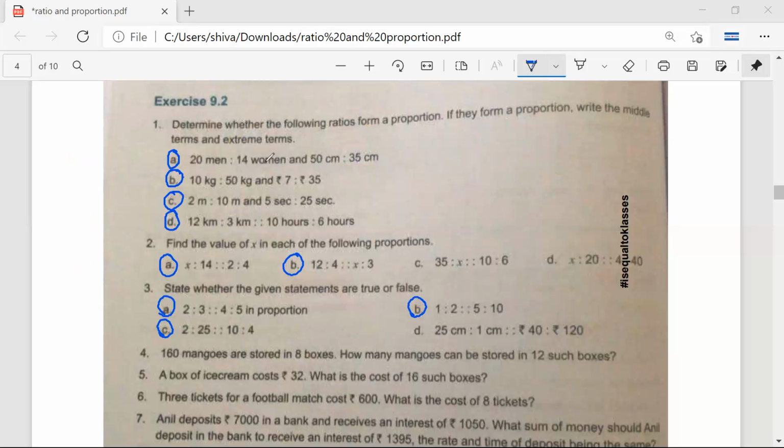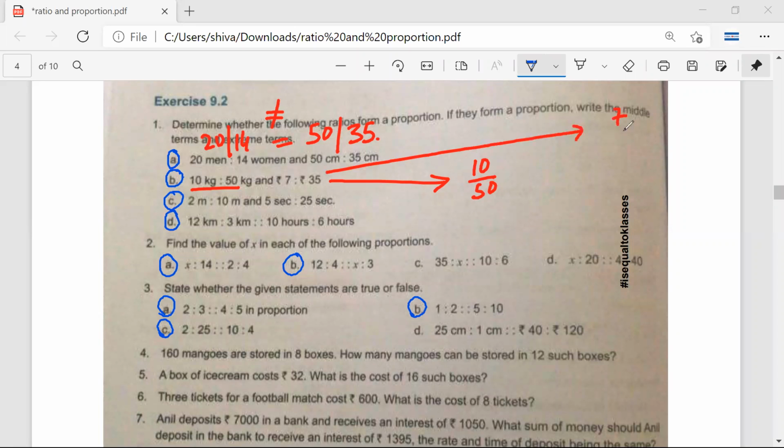So basically what you need to do is check whether 20 upon 14 is equal to 50 upon 35. Any doubt? No, sir. So this may be equal, this may not be equal. So for example, okay, let us see this question. Question number 2. The first one is equal to 10 by 50. Any doubt? No, sir. Second one is equal to 7 upon 35. Any doubt?